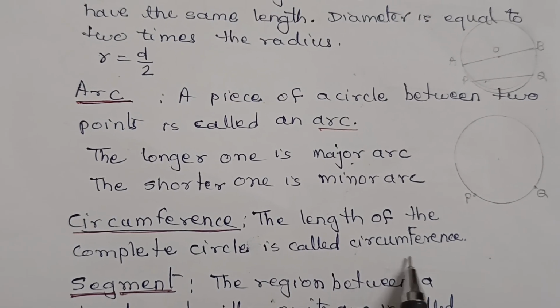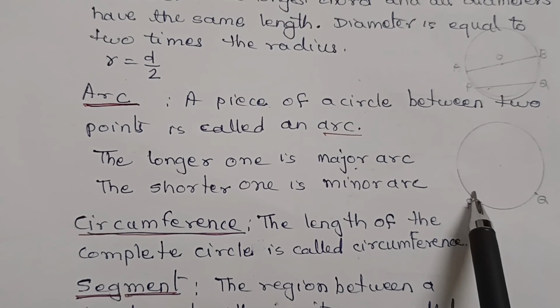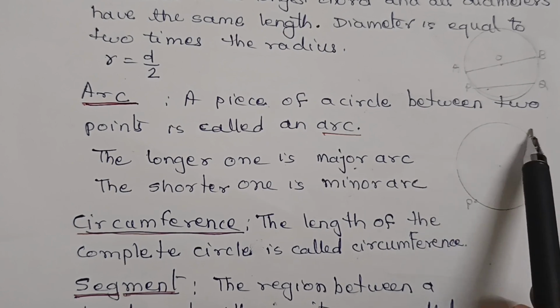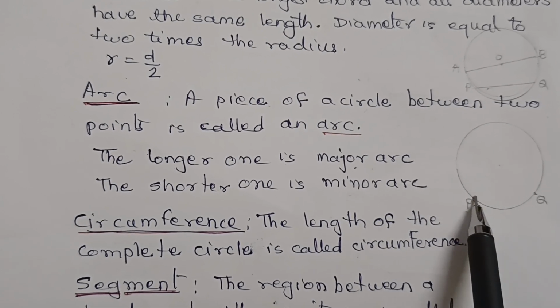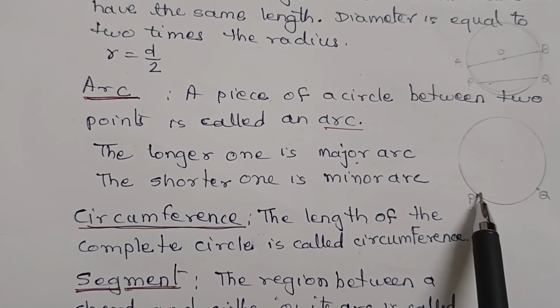Then circumference. Length of the complete circle is the circumference. We start from measuring here the length of the circle. The full length of the circle is the circumference.